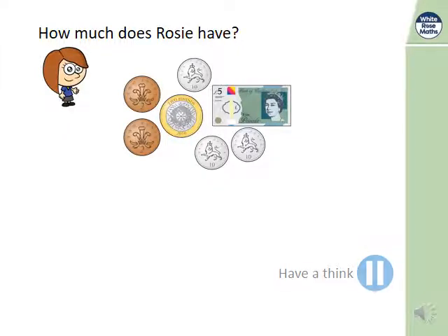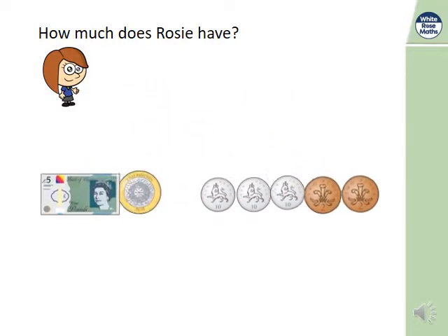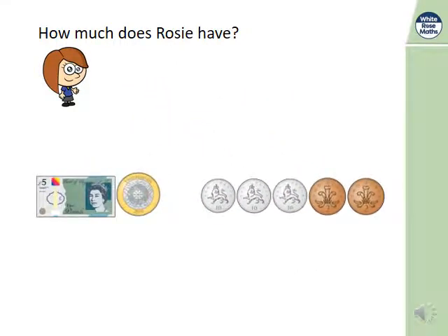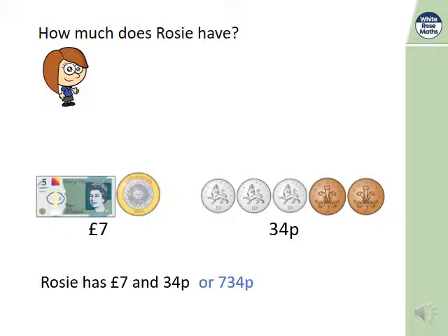Let's have a look and see. Again, we can organise our notes and our coins into our whole pounds and our pence. So we can see that she's got £7 and then she's got 34p. So Rosie has £7 and 34p, or 734 pence, or £7.34. So there are three ways that we could write it.